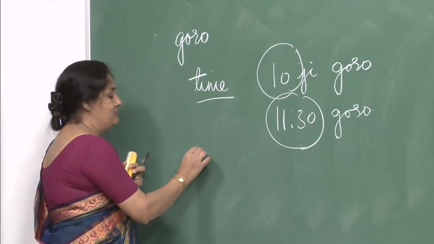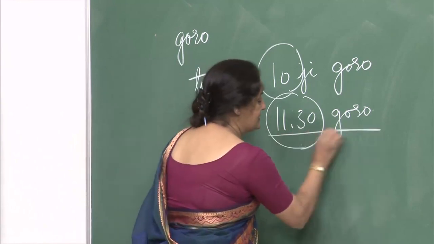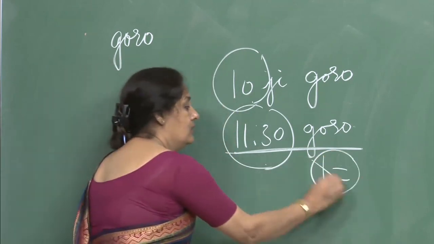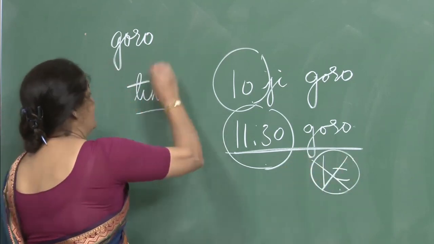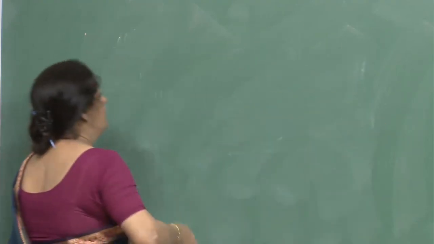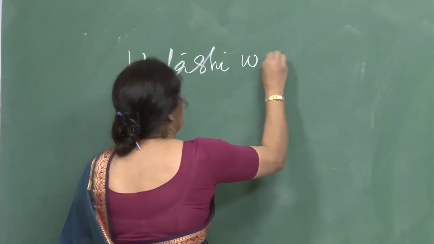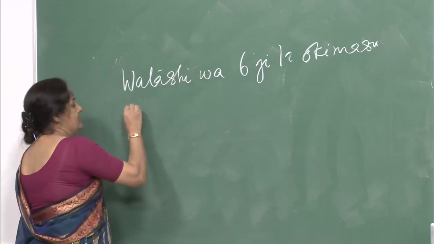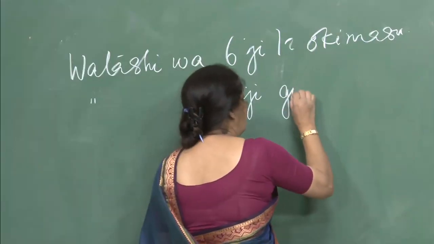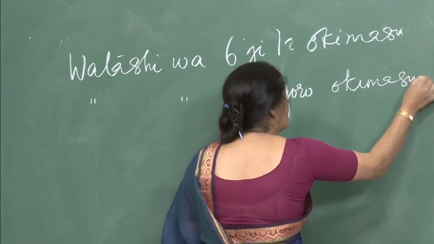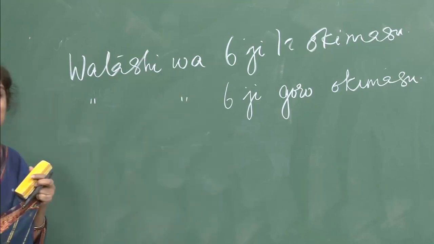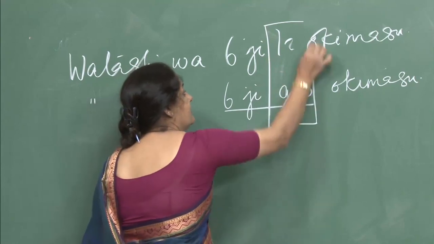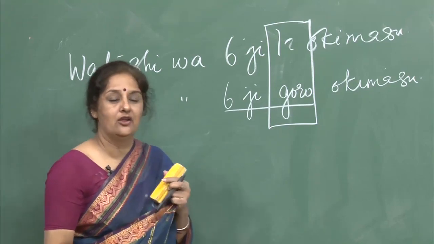Now, one important thing you have to remember with goro is, if goro is to be used with time like this, for example, juichiji han goro, then particle ni, which generally follows time, will not be used. For example, watashi wa rokuji ni okimasu. Watashi wa rokuji goro okimasu. So please, when you say rokuji ni okimasu, it is exactly at 6 o'clock. When you say rokuji goro okimasu, then it is around 6 o'clock, and you will notice that it is either ni or goro and not both together.